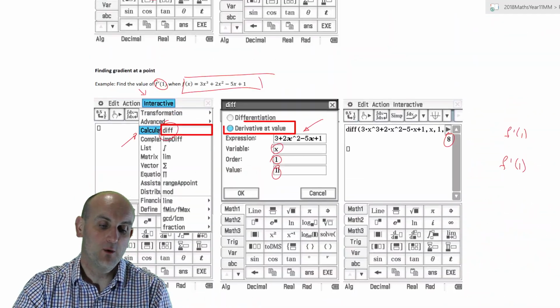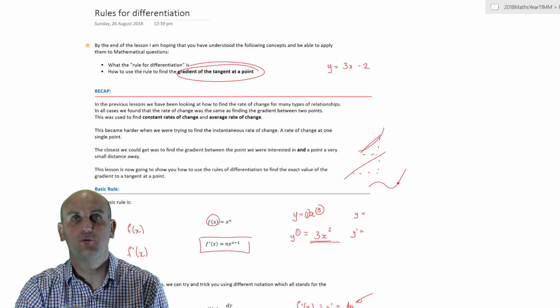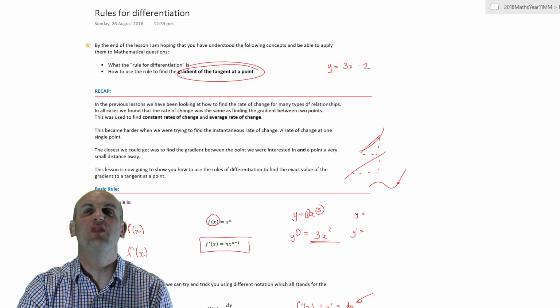So what have we done? We've talked about differentiation. We love differentiation. We've talked about the rules and why and gradients of tangents at a point, and I think I'm just about done.